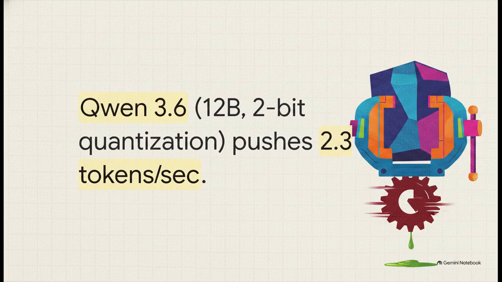When we filtered specifically for coding models, the top pick shifted to QN 3.6. Specifically, the 12 billion parameter version crammed down with a heavy 2-bit quantization, giving an estimated speed of 2.3 tokens a second. Sure, it's slow, but honestly, it's a very fair trade-off if you absolutely must run a 12 billion parameter model on an aging laptop.